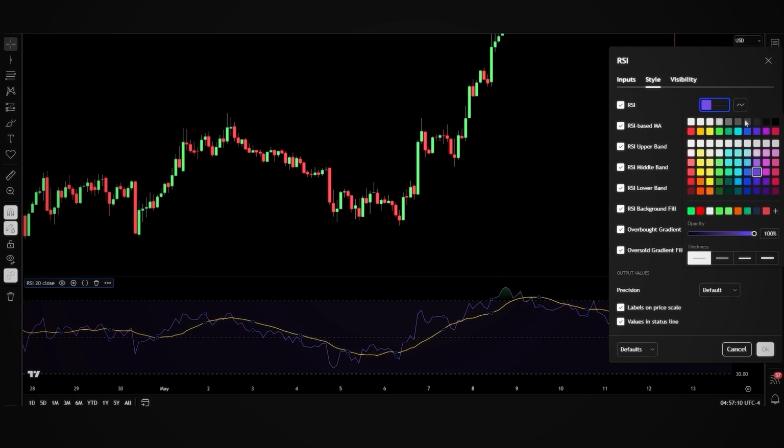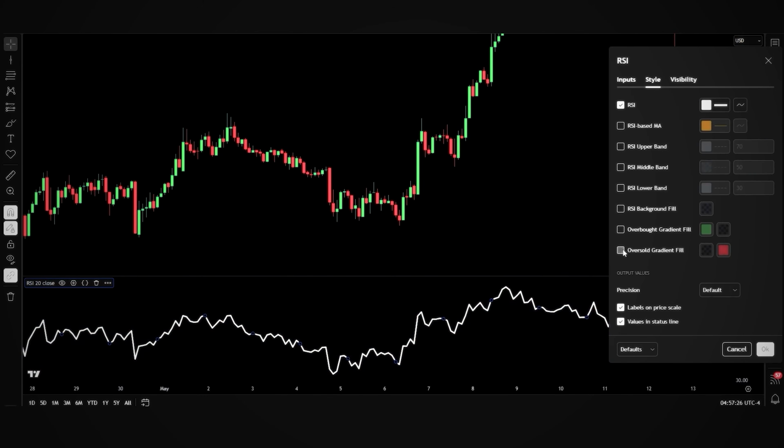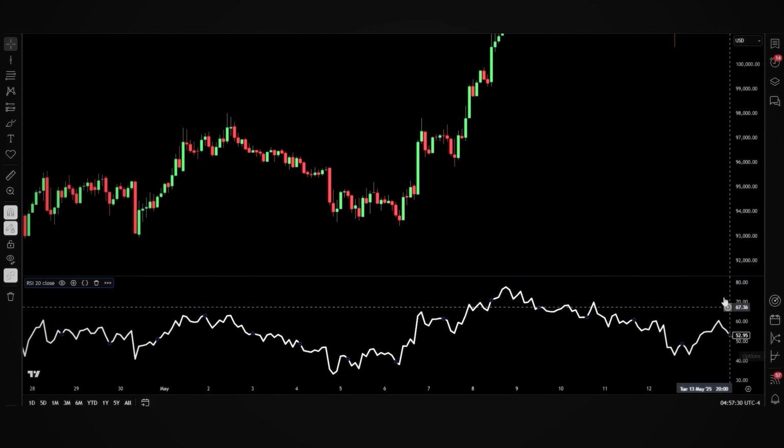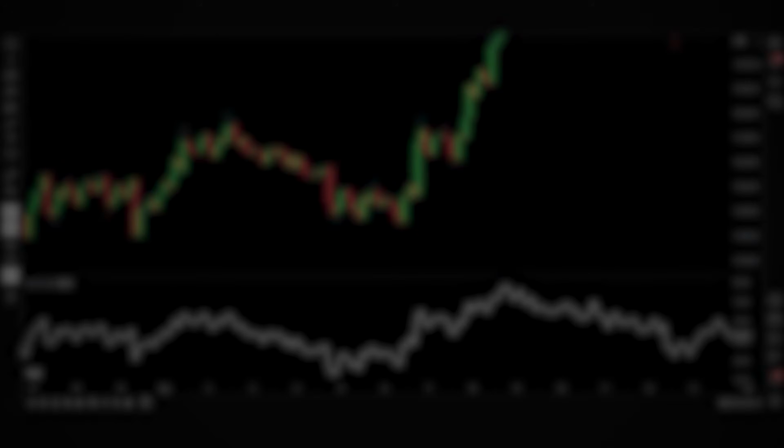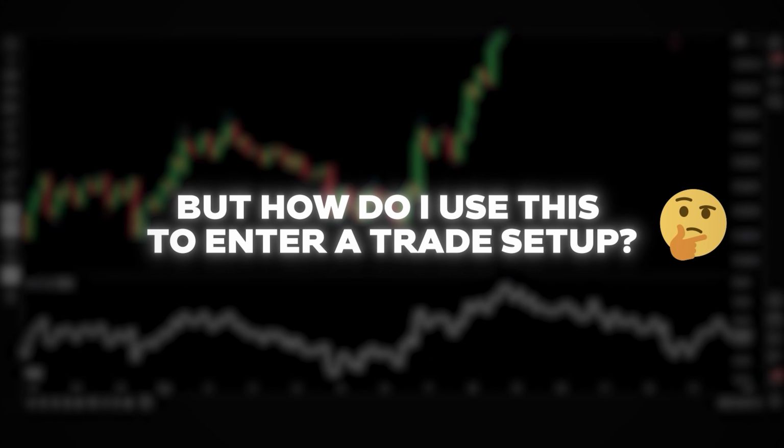So, for example, you could even increase the RSI line thickness. You could change the color, I always do, to something more neutral, like white. If you use RSI just to spot divergences, you could even disable everything else on the indicator except for the RSI line itself. This removes a lot of noise and static when looking at what the indicator is telling you. So I know what you're thinking. Tom, this is some really great info, but how do I use this to actually enter a trade setup?